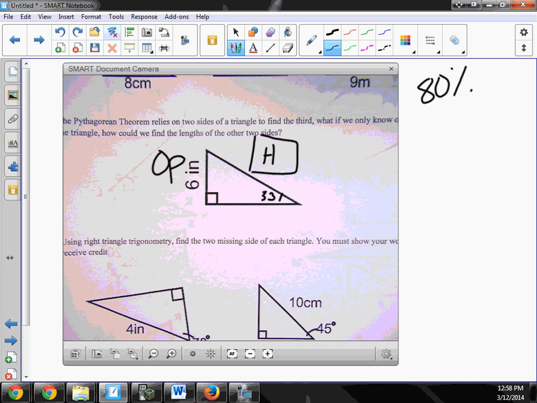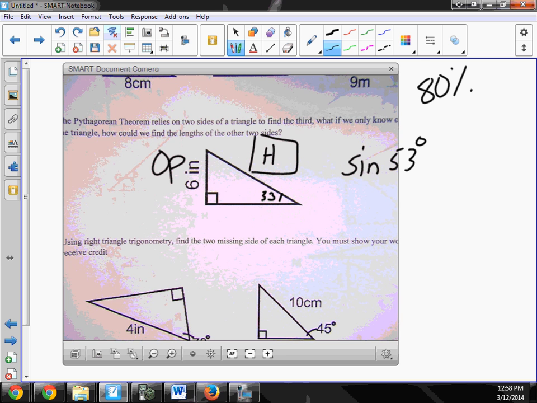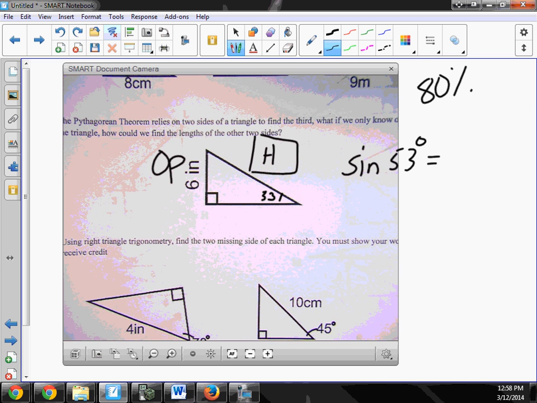Sine or the cosecant. But guess what? There is no cosecant button anywhere in your calculator at all. So we're going to use the sine. Right. So the sine of 53 degrees is equal to 6 over H.